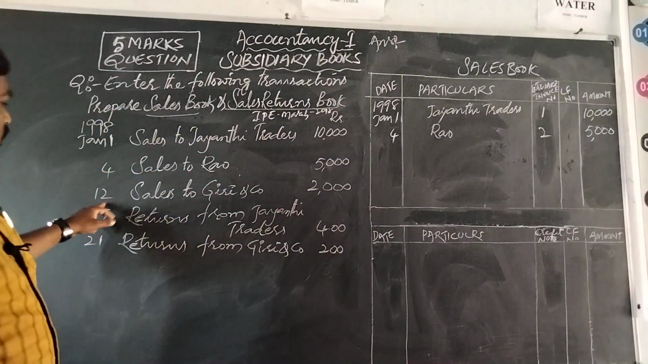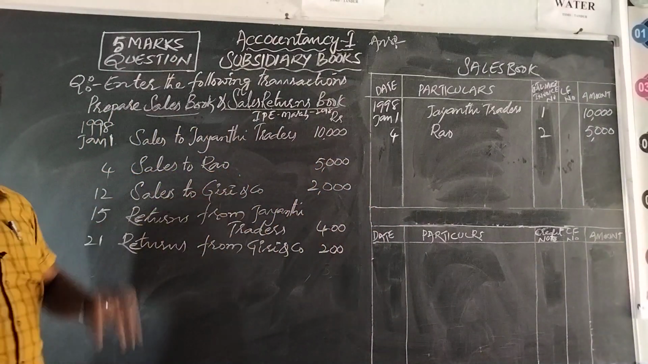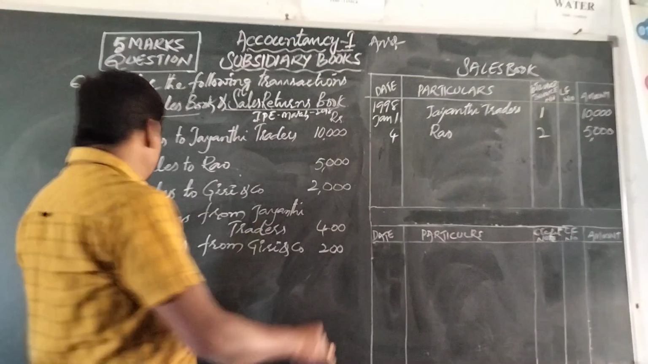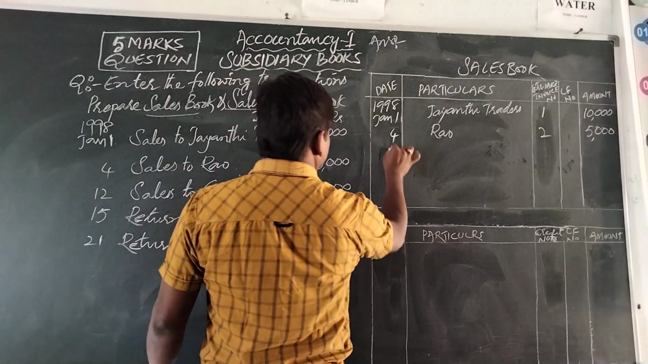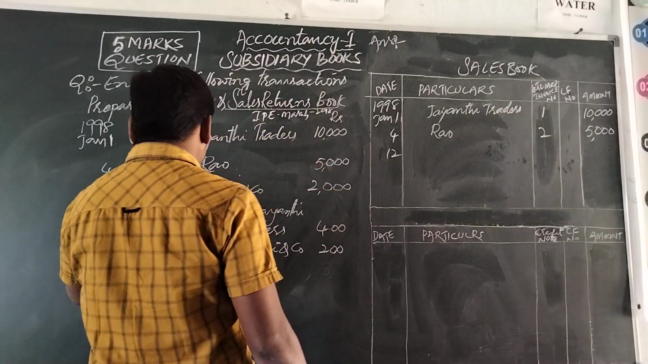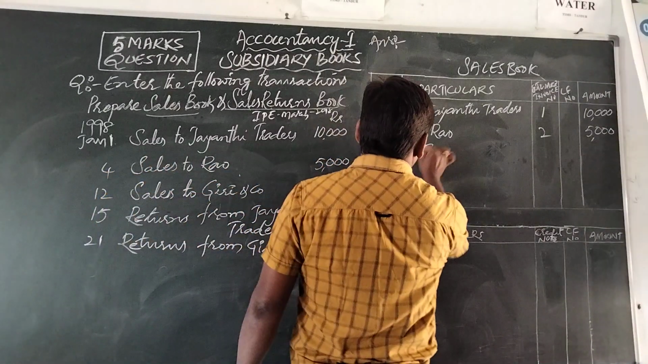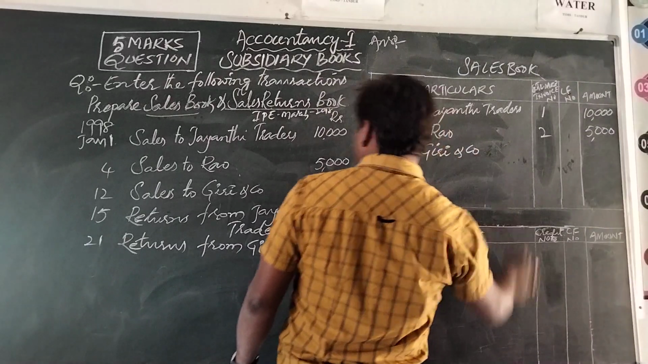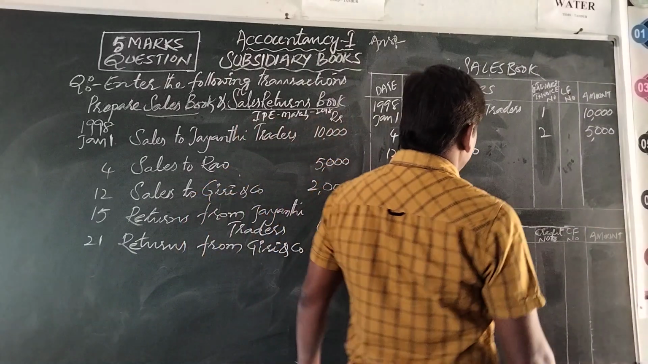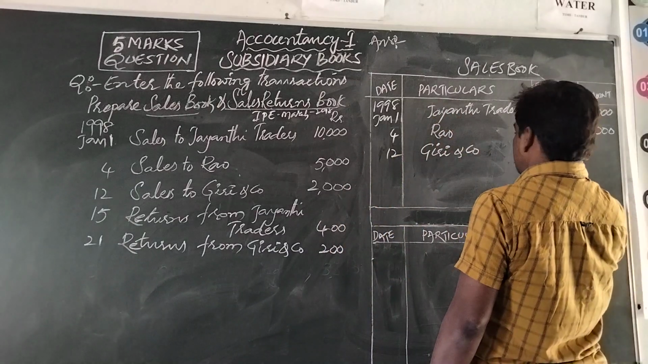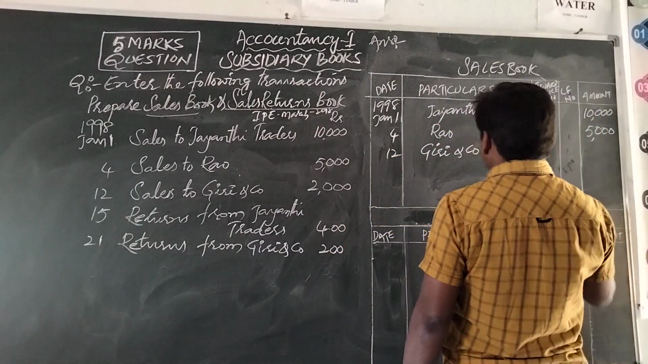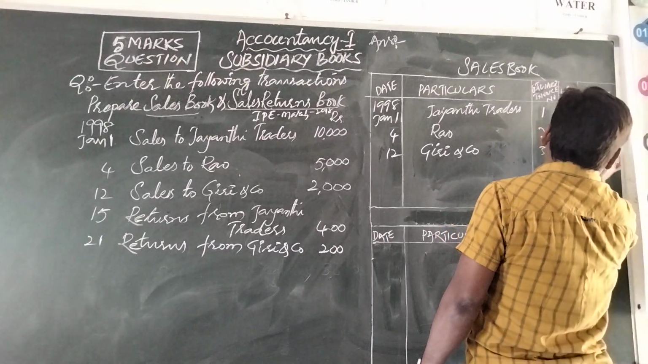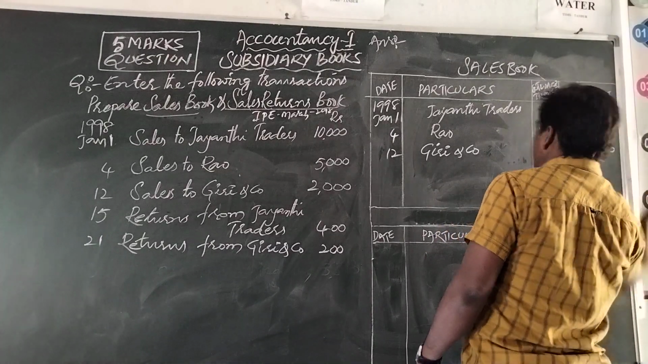Come to the next one. On January 12th, sales to Giri and Company. It is also a credit transaction, comes in the sales book. So here date 12th, name of the company is Giri and Company. So you write Giri and Company. Outward invoice number, assumed figure, that is 3, and amount is rupees 2,000.